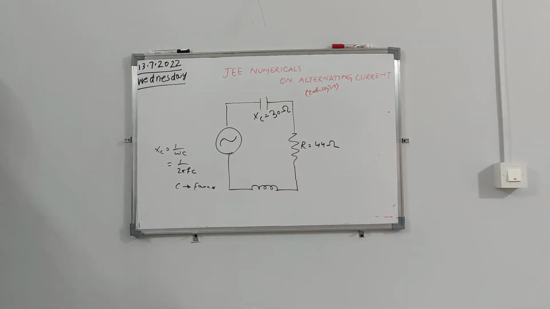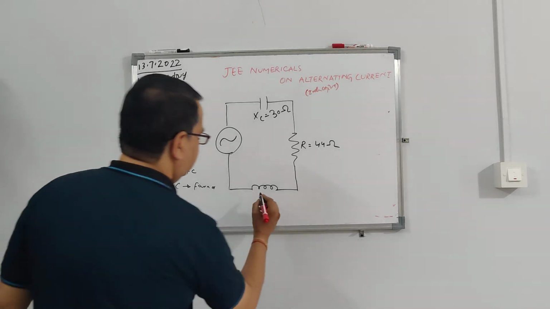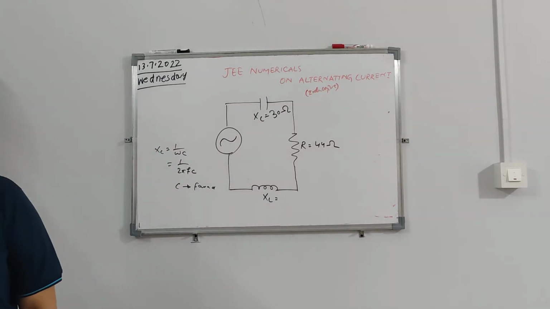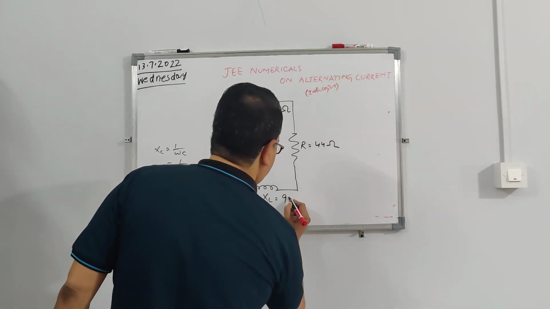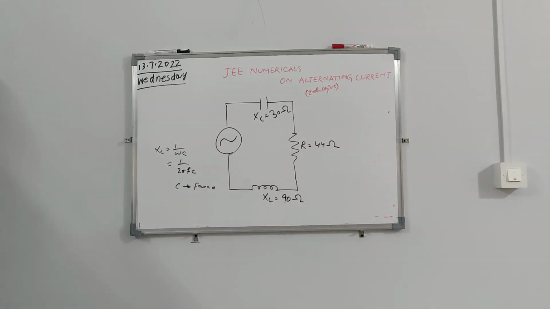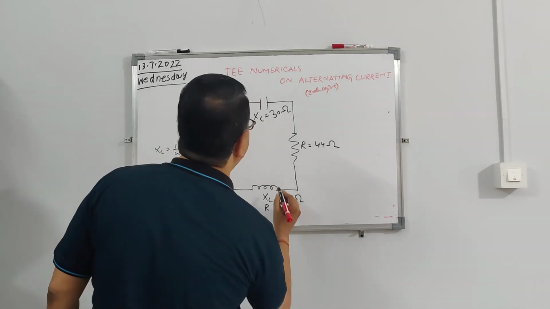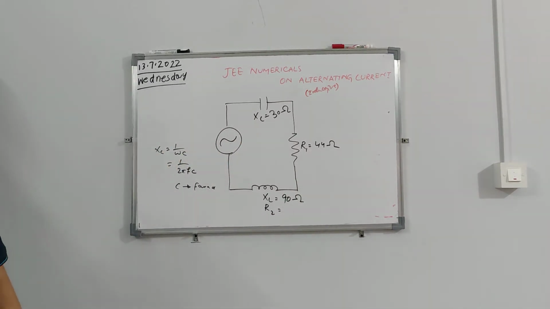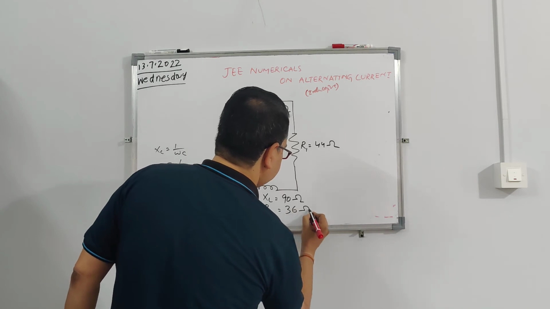And you have a coil, so you have XL, that is the inductive reactance, of 90 ohm. This is the inductive reactance. In addition to 90 ohm, you have a resistance also to this. So you can say this is R1, this is R2. R2 is 36 ohm, one more resistance.